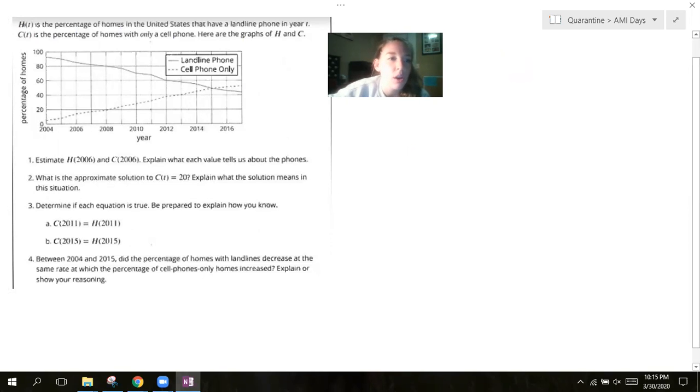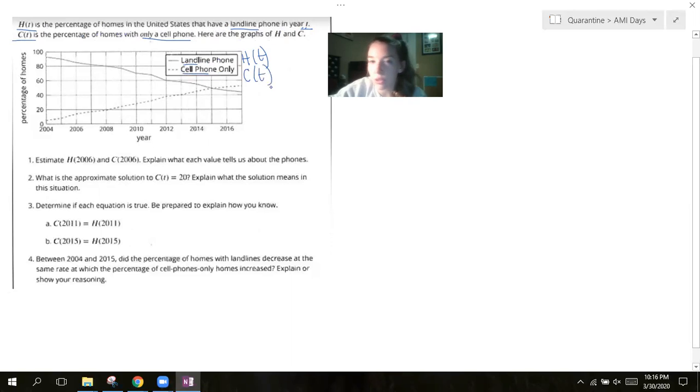So this is a review of functions, which we've been talking about all up until we've been out. H of T is the percentage of homes in the United States that have a landline phone in T years. And C of T is the percentage of homes with only a cell phone. Here are the graphs of H and C. There's the landline, which we said was H of T, and then we have cell phones, which we said was C of T.